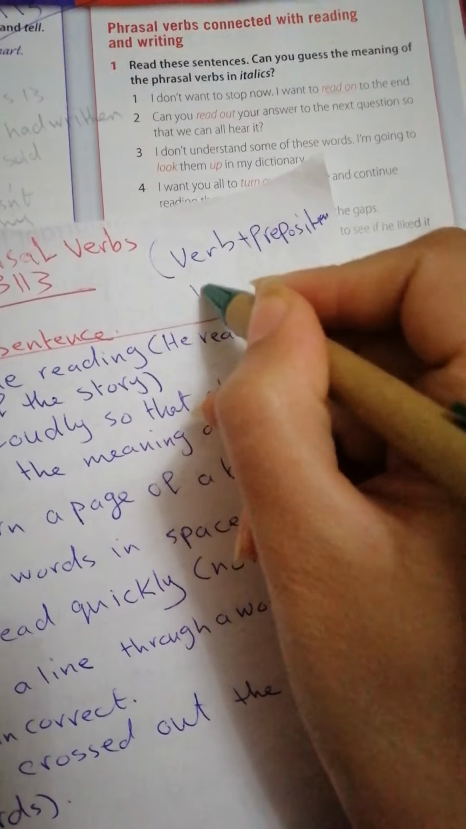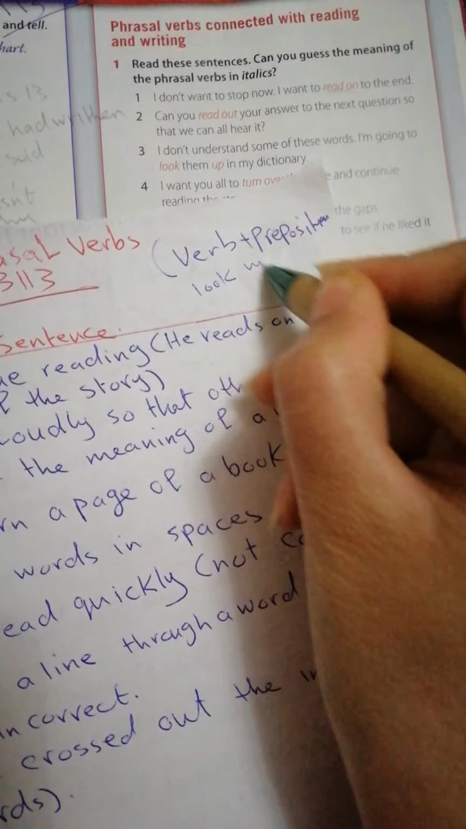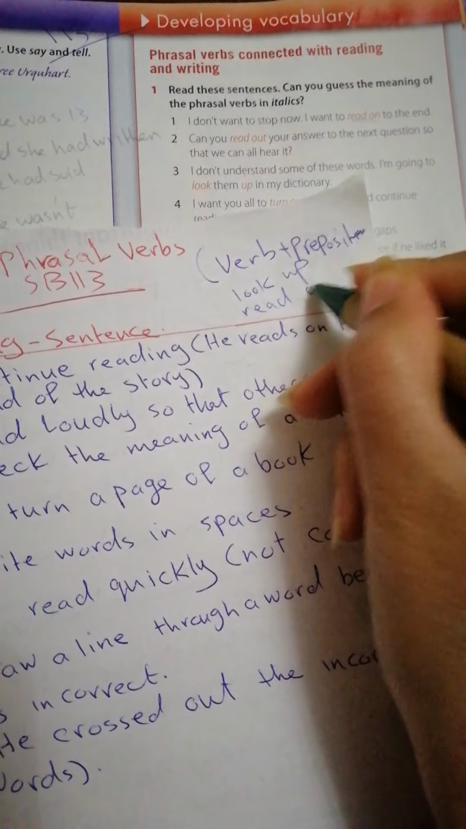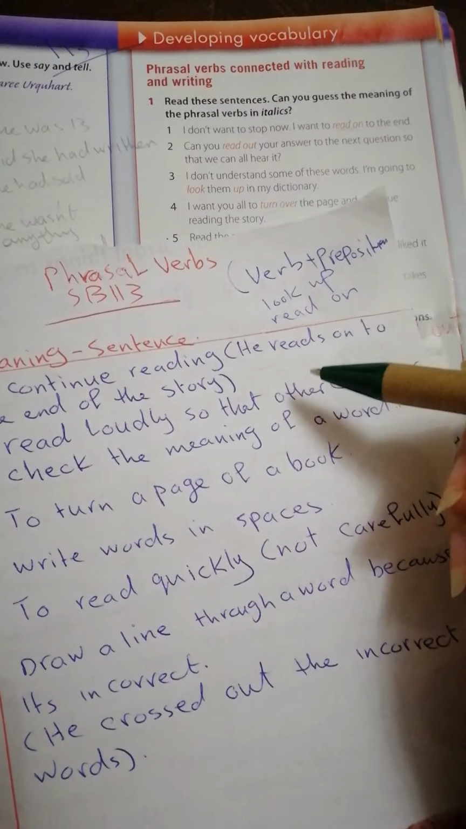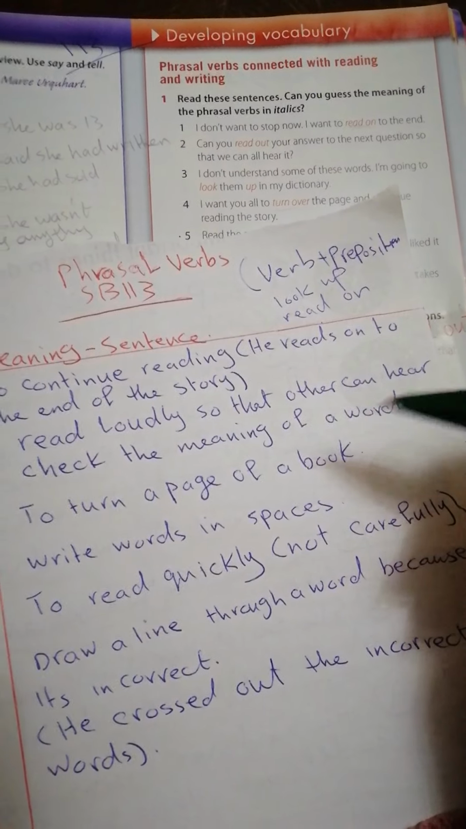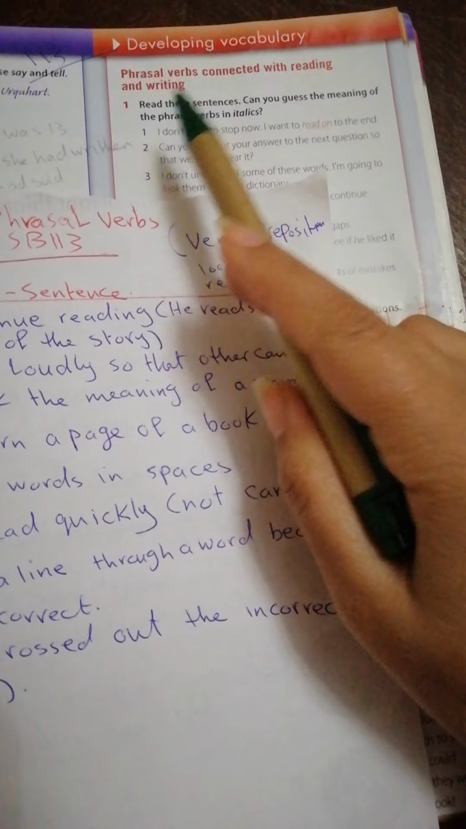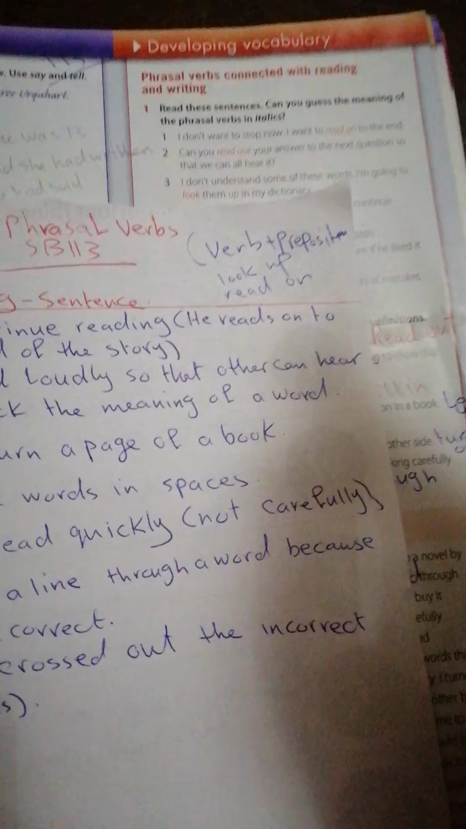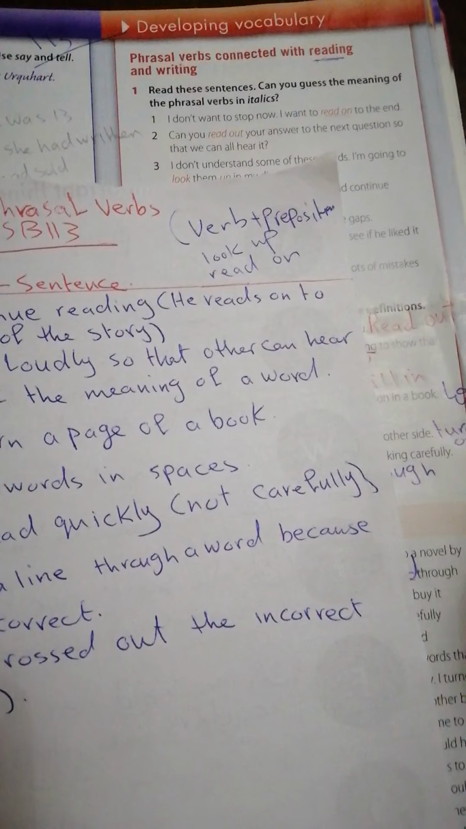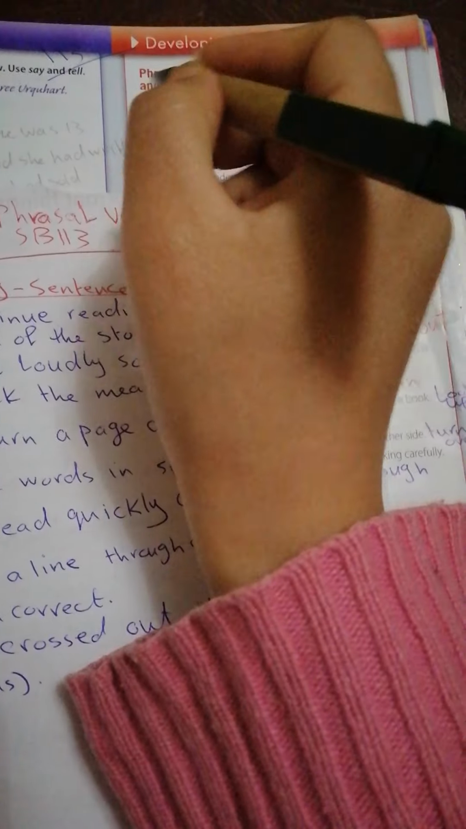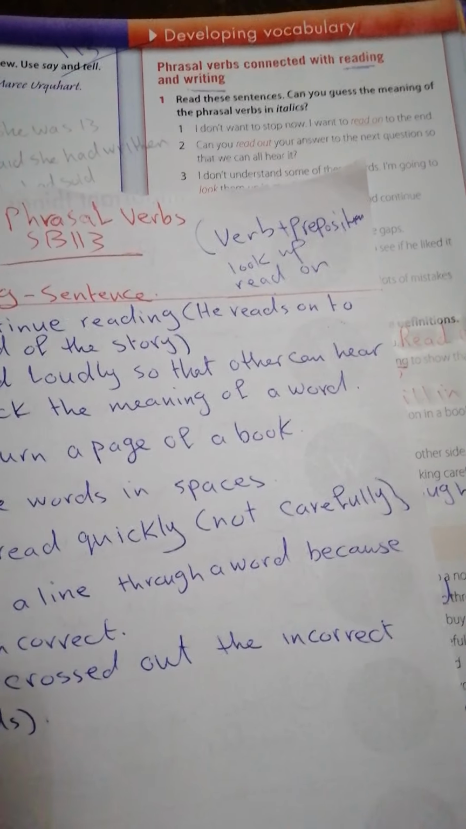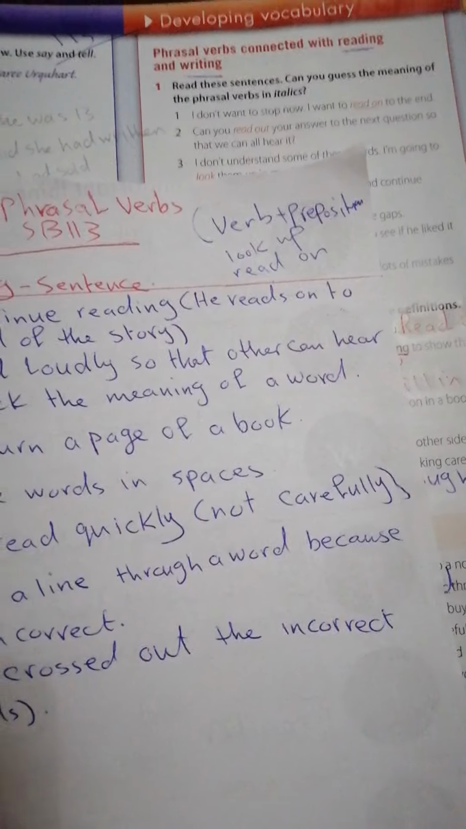such as the word look, verb, up, look up, such as read, on. Look is a verb, up is a preposition, read is a verb, on is also a preposition. So all these phrasal verbs that you are going to talk about today are connected to reading books, reading novels, reading magazines and newspapers, and writing. So such as writing your homework, writing an essay, writing an email.